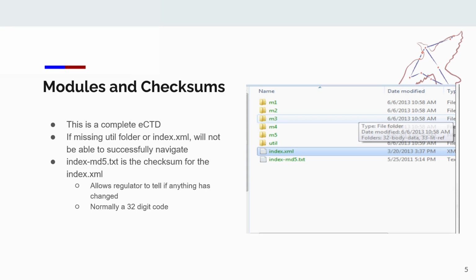If the util folder or the index XML are missing, navigating through the eCTD will be difficult. The MD5 text file is the checksum for the index.xml. A checksum is a 32-digit code, and it is a form of encryption that allows the regulator to see if there have been any changes made by shifting the numbers or letters. Any change will change the checksum. This is an example of what a code could look like.